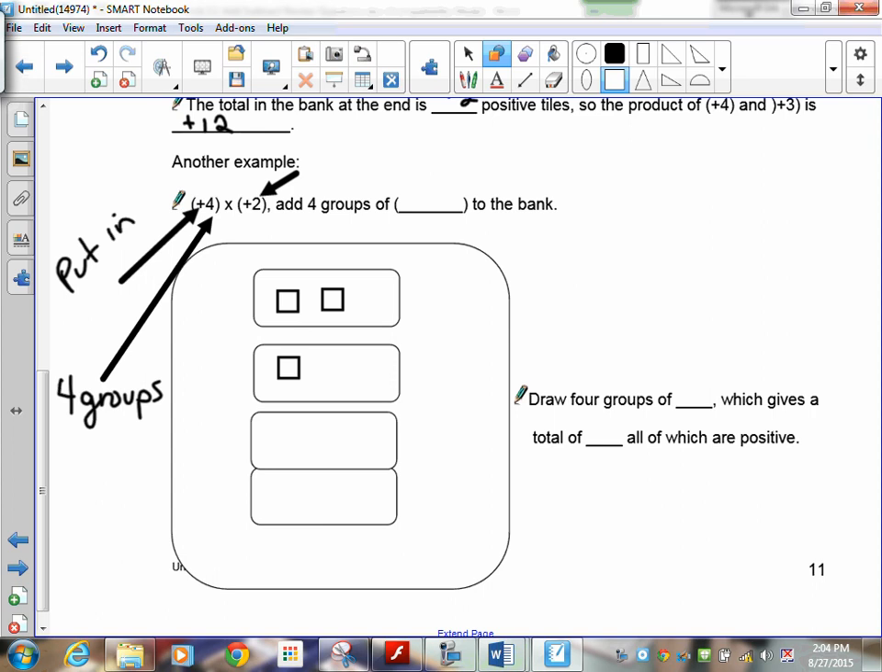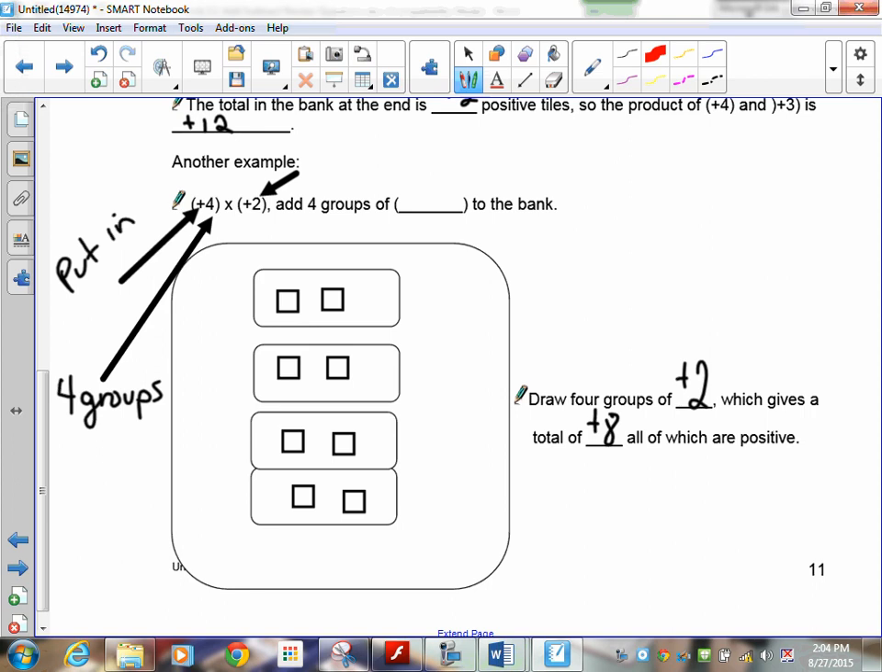So there's 1 group, 2 groups, 3 groups, 4 groups. So I put in 4 groups of positive 2, which gives us a total of 8 tiles, which are all positive. So I get positive 8. So therefore, we know that positive 4 times positive 2 is actually positive 8. So add 4 groups of positive 2 to the bank.